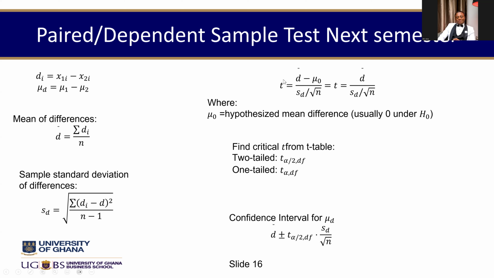But look at the test statistic. The test statistic is rather this. So you have a D representing the difference. And the difference is basically calculated as each of the before number minus the after number. So before number minus after number.